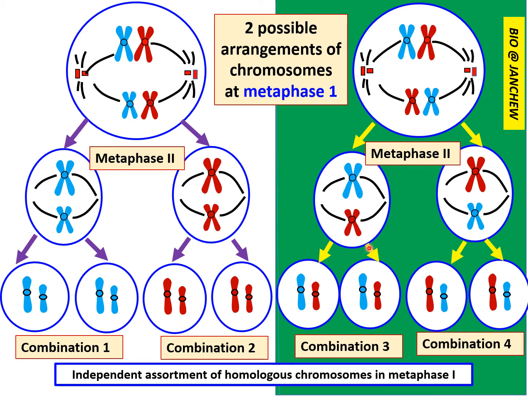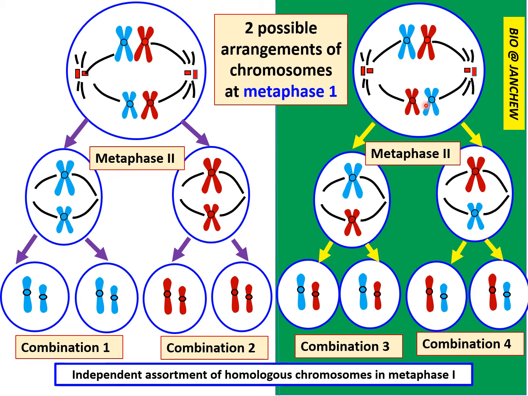Now, what are the other possible combinations of paternal and maternal chromosomes? So now we have to look at another possible arrangement of chromosomes at the metaphase plate during metaphase 1. In this case, the blue maternal chromosome faces the same pole as the red paternal chromosome. The long maternal chromosome faces the same pole as the short paternal chromosome, and the long paternal chromosome faces the same pole as the short maternal chromosome.